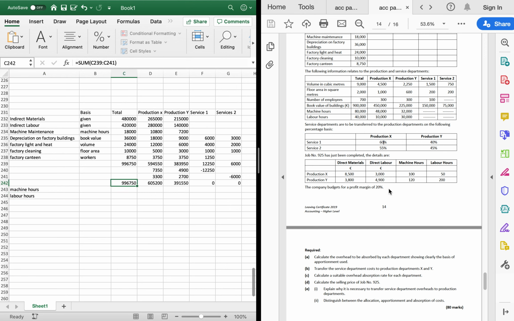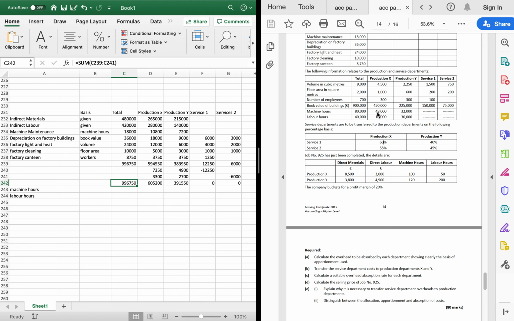So if we compare X and Y, machine hours for production X are 48,000 and for production Y they're 32,000. For production department X, if you compare machine hours to labor hours, both ways actually, the machine hours are very dominant.